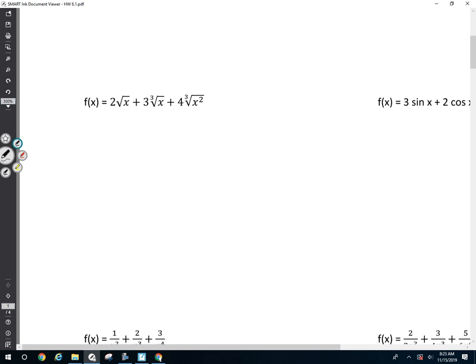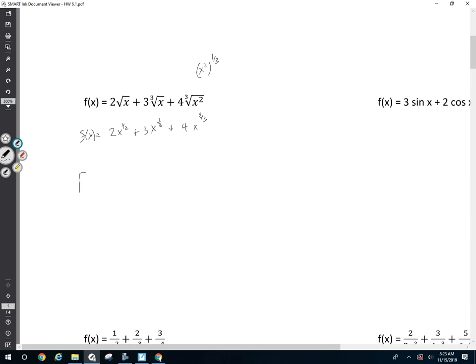When we're dealing with roots, any type of root, we need to be comfortable writing it as a fractional power. This is 2x to the 1/2. This is 3x to the 1/3. This will be 4x to the, okay, so that's x squared rooted. I'd write that as x to the 2/3. You can take a power to a power and multiply the powers. We should know those exponent rules.